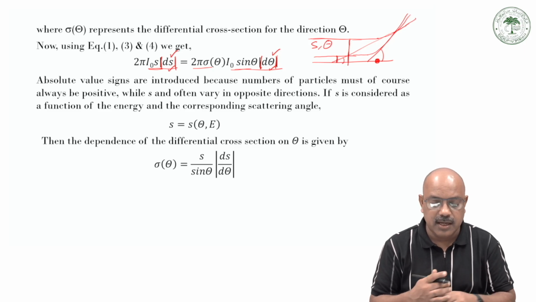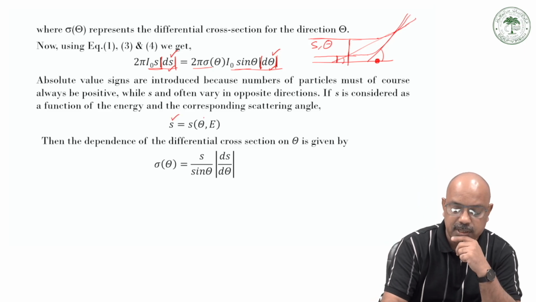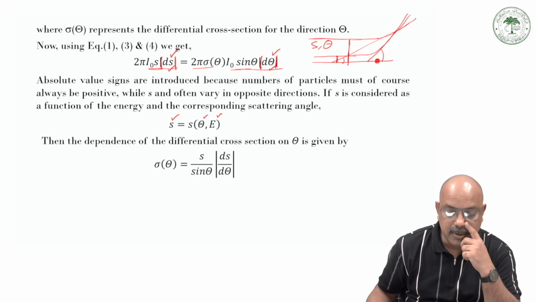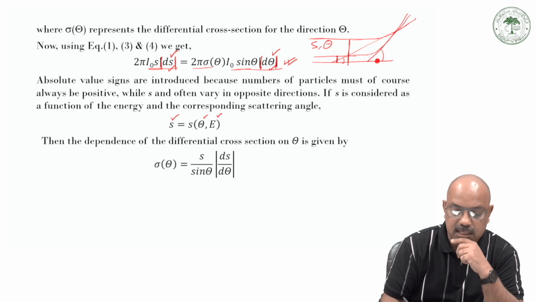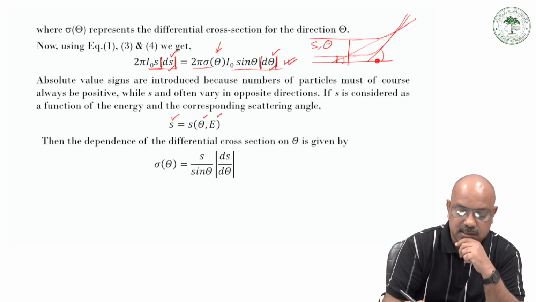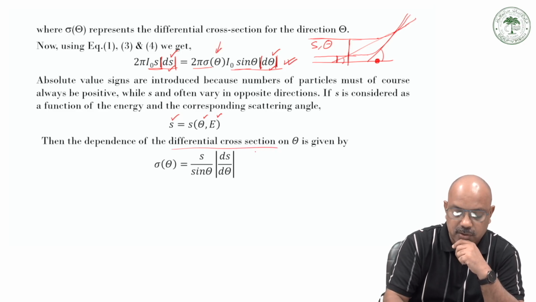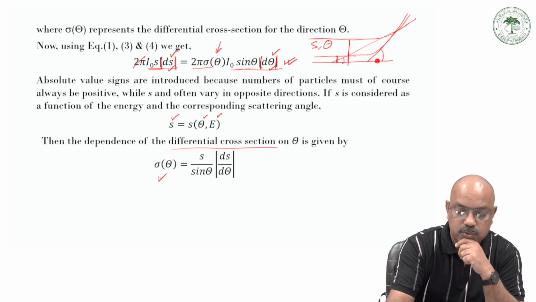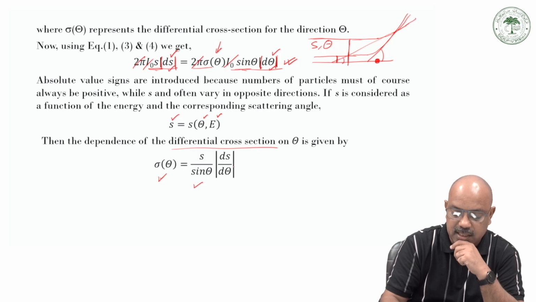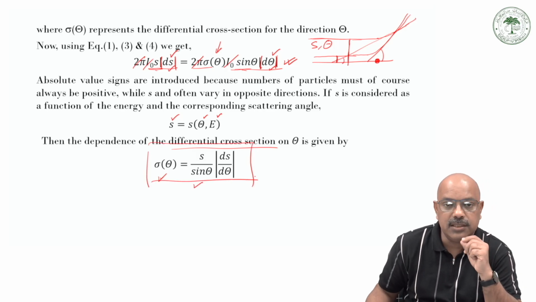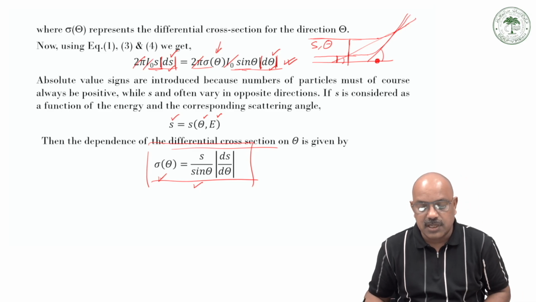And again, the impact parameter depends upon theta and E, because I can write the impact parameter in terms of theta and E. So from this relation, I can find this d sigma. This is the differential scattering cross section, because 2 pi will cancel out and I naught, so I just have s upon sine theta times ds by d theta. This is the differential scattering cross section.